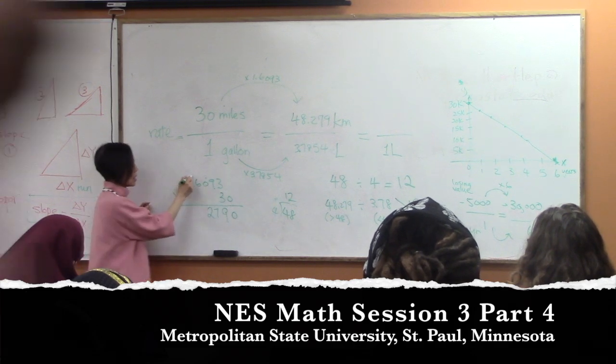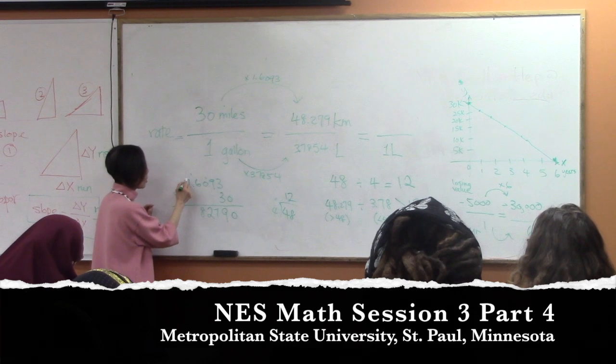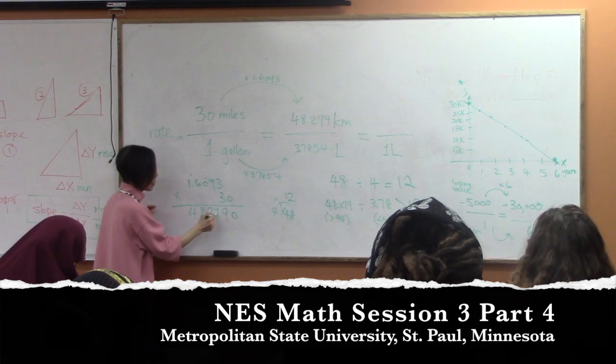8 times 6 is 18. And 3 times 1 is 3, so it's 4. Now it's 1, 2, 3, 4.